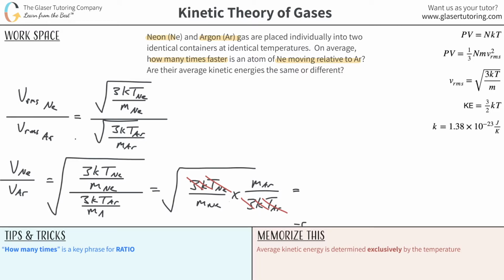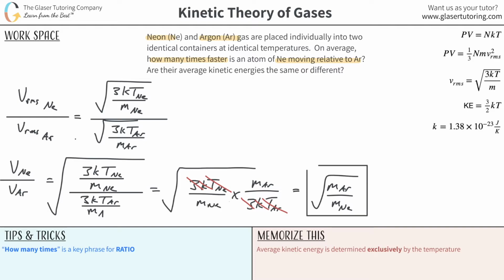And we can now basically simplify this fraction to just being the square root of the mass of argon over the mass of neon. Okay? So, beautiful. This is actually what I need to solve for now. Doesn't this look so much nicer? Now, they didn't tell us the masses, though. And you might say, well, how am I going to solve this?